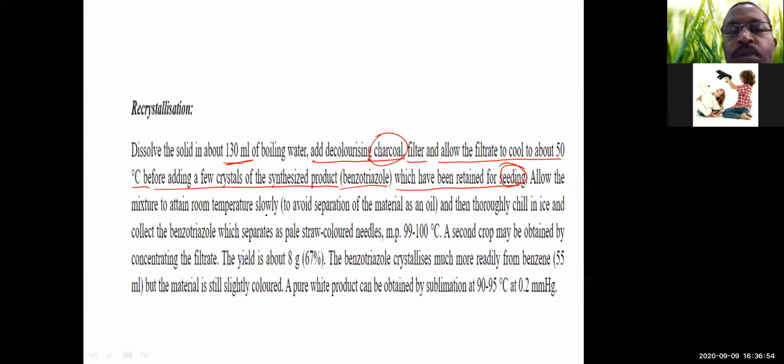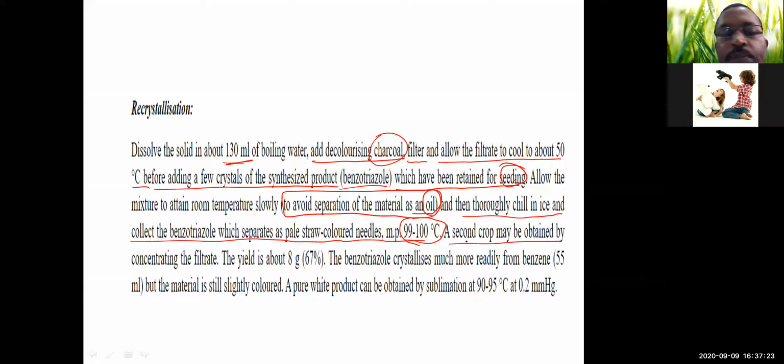Allow the mixture to come to room temperature slowly to avoid separation of the material as an oil. If the separation is too fast, it again generates oil, but if the temperature is attained gradually, then it becomes a solid. Then thoroughly chill in ice and collect the benzotriazole, which separates as pale straw colored needles at 99 to 100 degrees centigrade. A second crop may be obtained by concentrating the filtrate. The yield is about 67% if you use water for recrystallization instead of distillation.